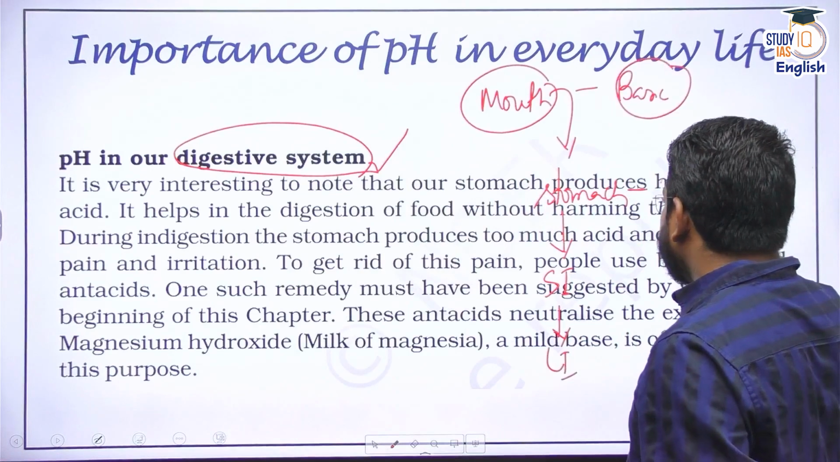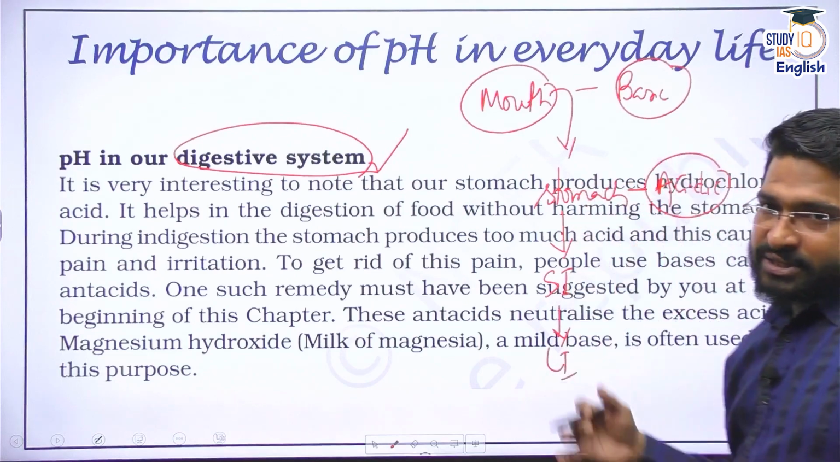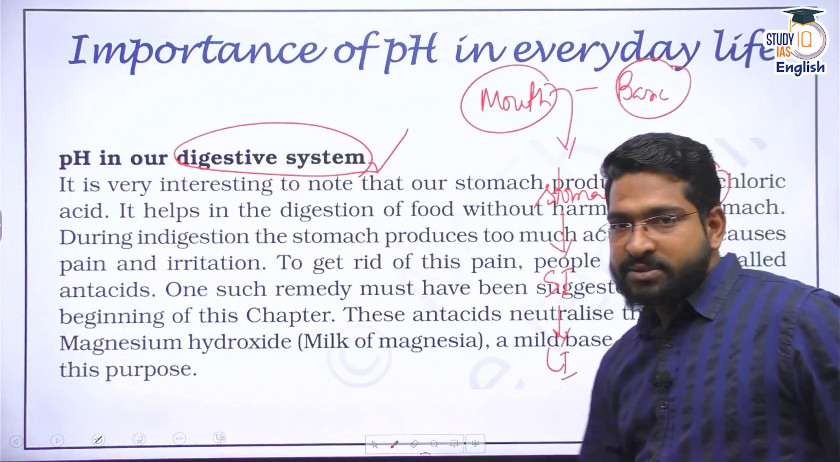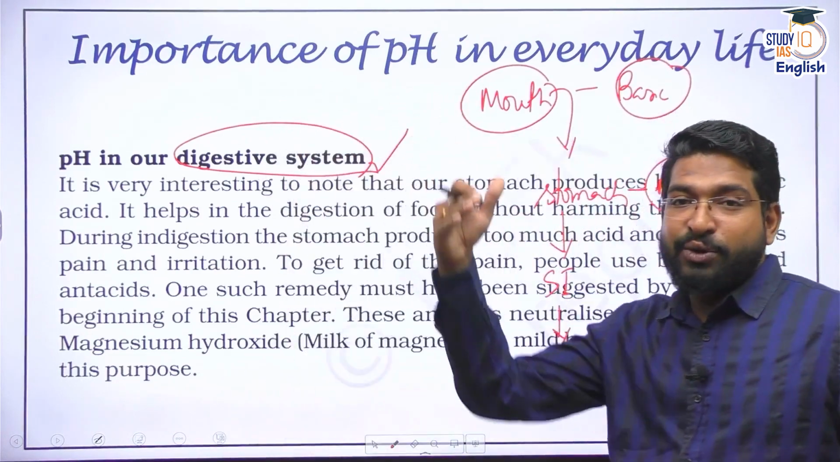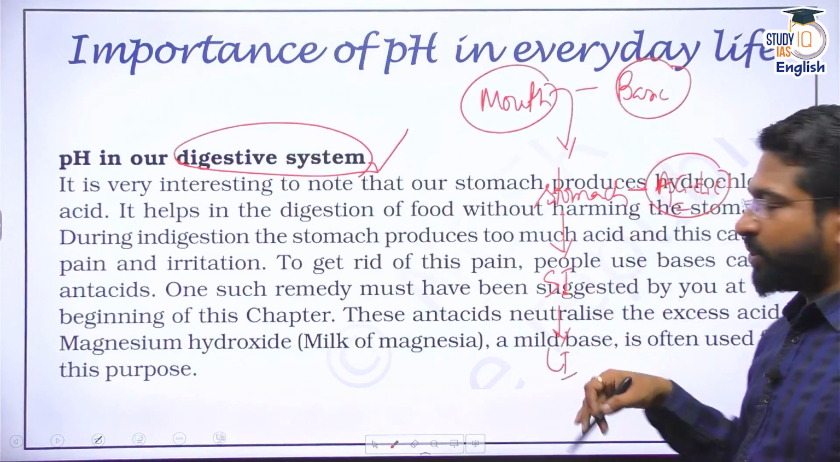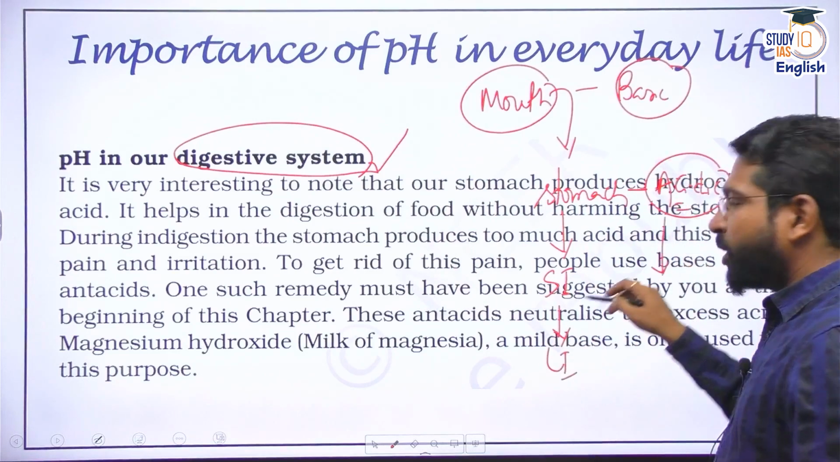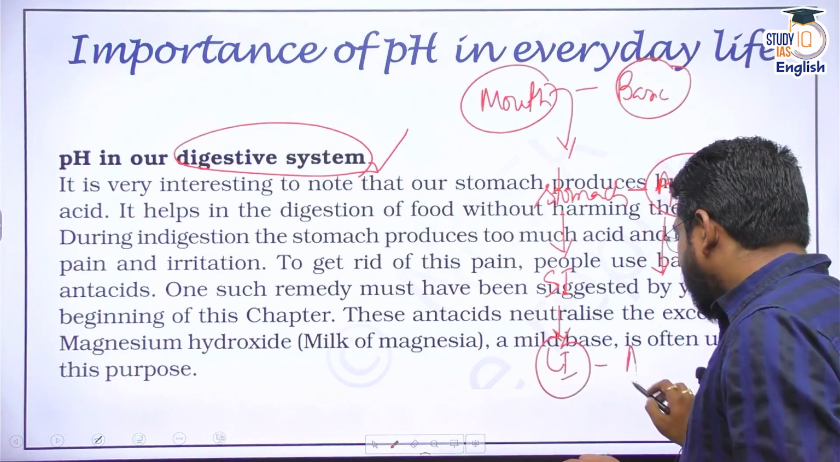Stomach has highly acidic pH, and this slowly and steadily changes through the small intestine. We have duodenum, jejunum, ileum. The pH level goes on increasing. Since acidic means pH goes down, it reverses here. In small intestine, it is again basic, but in large intestine, it is again acidic.